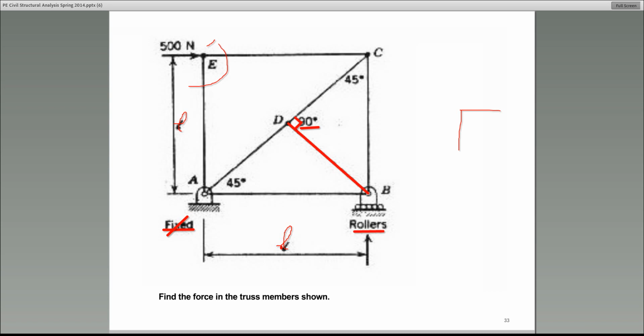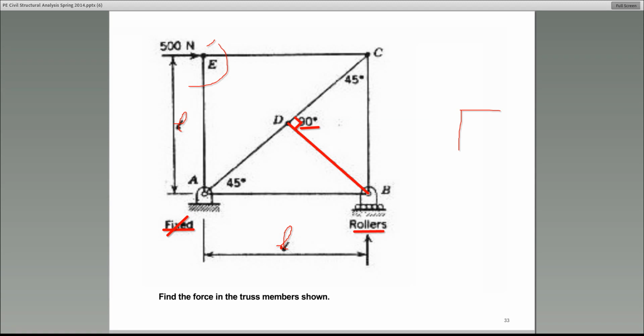Jacqueline says 0, and indeed, BD, guys, is a 0 member. It's not as easily seen as AE, which we can see to be 0, but BD, that diagonal, is a 0 member because at D there's nothing in that direction to act with it.